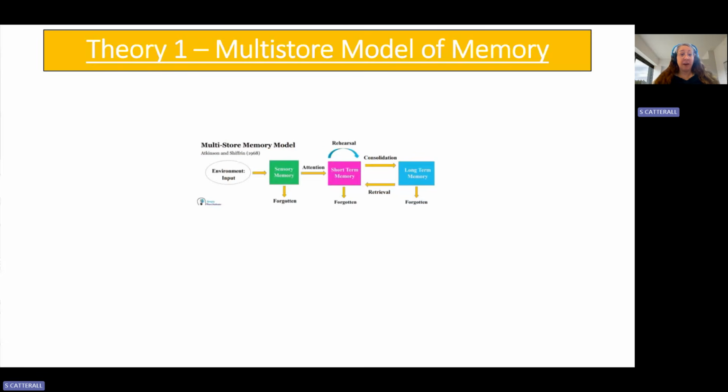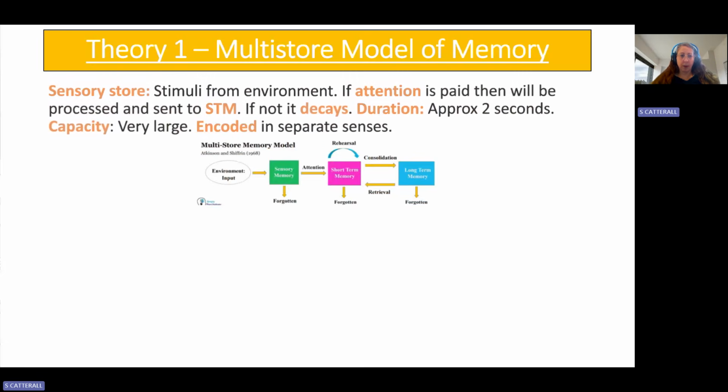So the first theory in memory is the multi-store model. This is a little bit about what we've already spoken about. So we've got the sensory store. This is information that's inputted from the environment. If you pay attention, then it goes into short-term memory. If you don't, then it decays and it's forgotten. And you need to know the duration, capacity, and coding of all these stores.